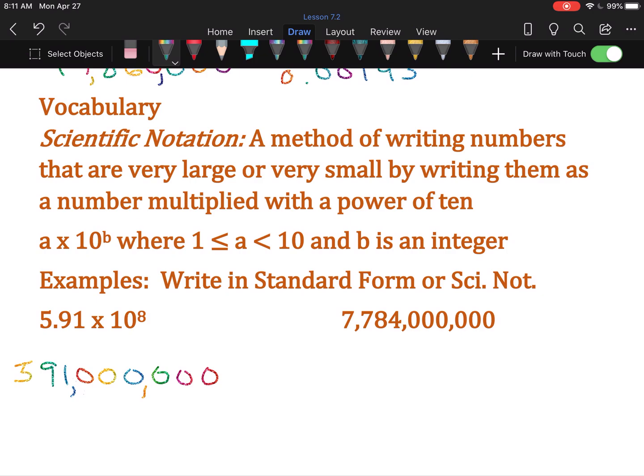And I would ask that you go back and fill in commas, because it's a lot easier for me to tell that you got 591 million when there are 2 commas there versus 591,000,000.